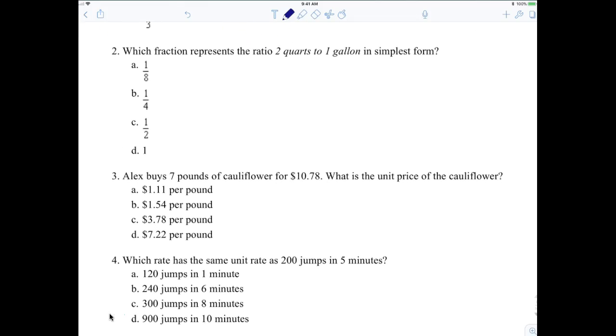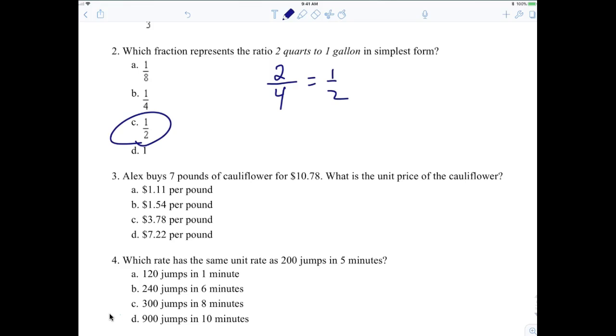Which fraction represents 2 quarts? Now remember, I talked to you about how you should know how many quarts are in a gallon. How many quarts in a gallon? 4. So if you have 1 gallon, you have what? 4 quarts, right? So then it reduces to 1/2. So there you go, C.